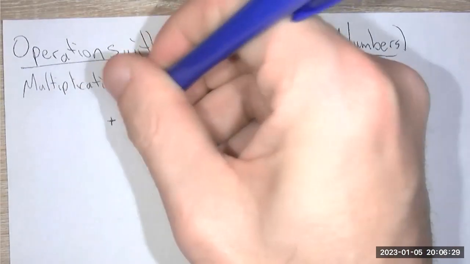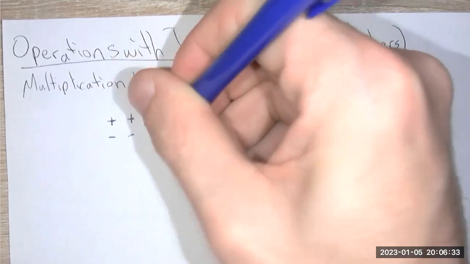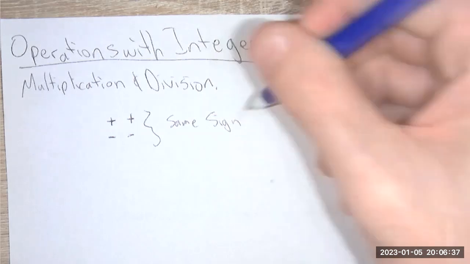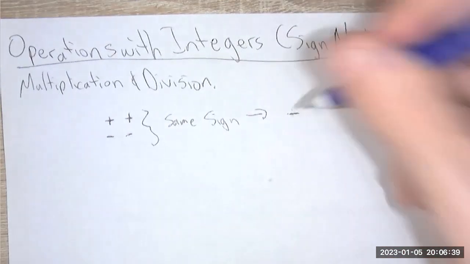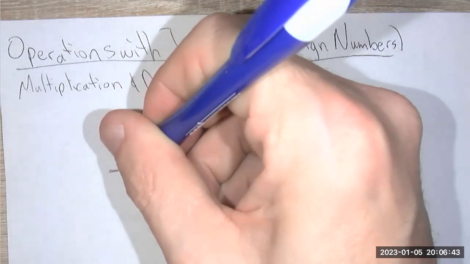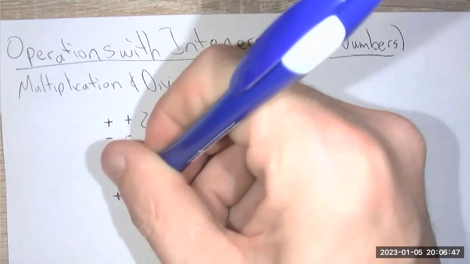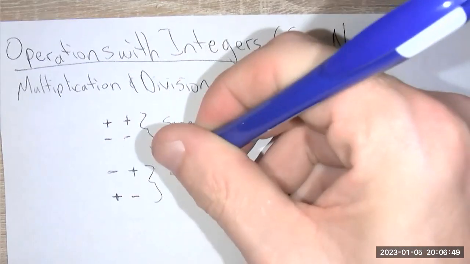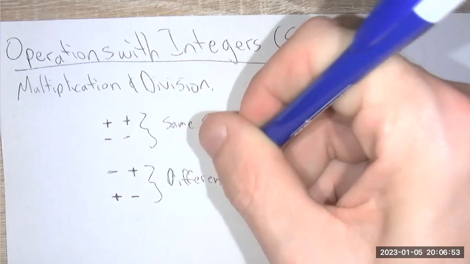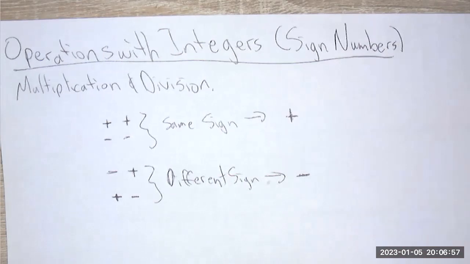Super simple. The reason I'm starting here is because positive times positive, negative times negative, anytime you have the same sign, means we get a positive answer. Anytime you have two different signs, negative times a positive or positive times a negative, anytime you have different signs, that's when you get a negative answer.